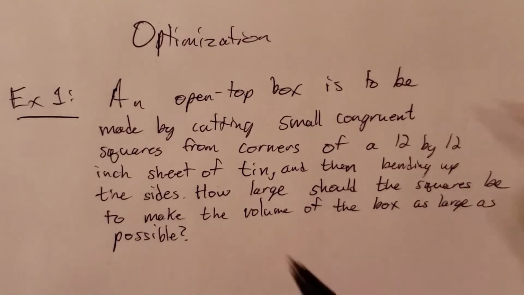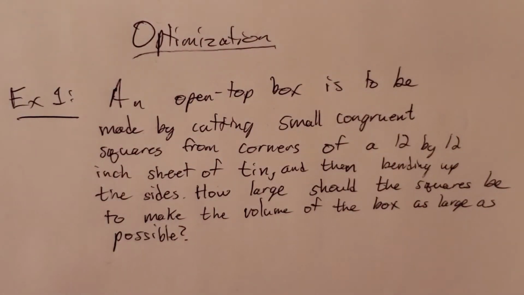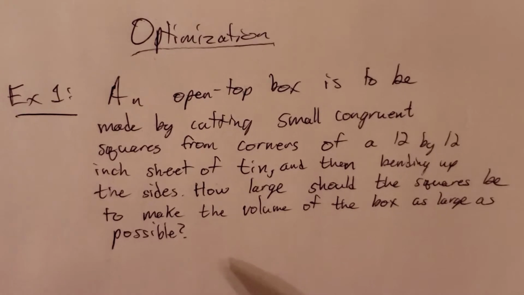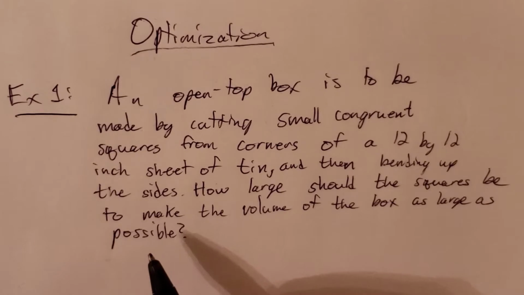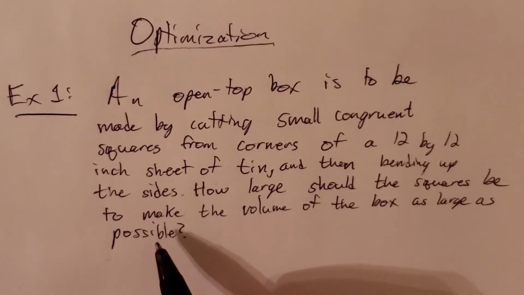In this video, we're going to talk about optimization. In particular, we're going to be looking at the first example of an optimization type of problem. In optimization, we look at a particular scenario, find a function related to that, and then we want to optimize that function. What does that mean? That means we want to find a maximum or a minimum of that particular function. We will see how to do that by working through this example. So let's go ahead and get started.